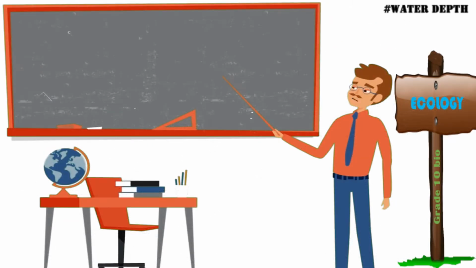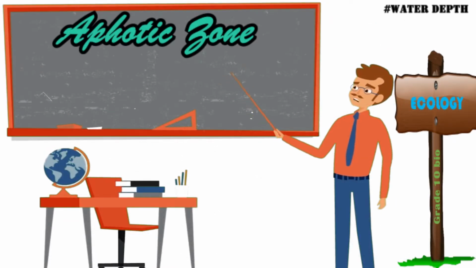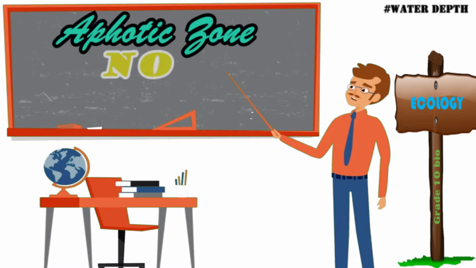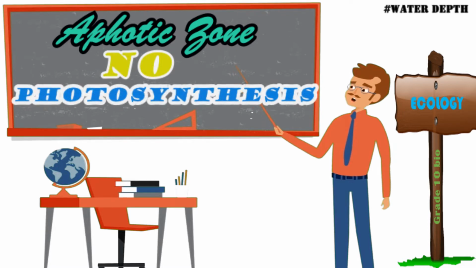Below the photic zone come the aphotic zones, which are the zones in which no photosynthesis can take place because poor or no sunlight can reach.